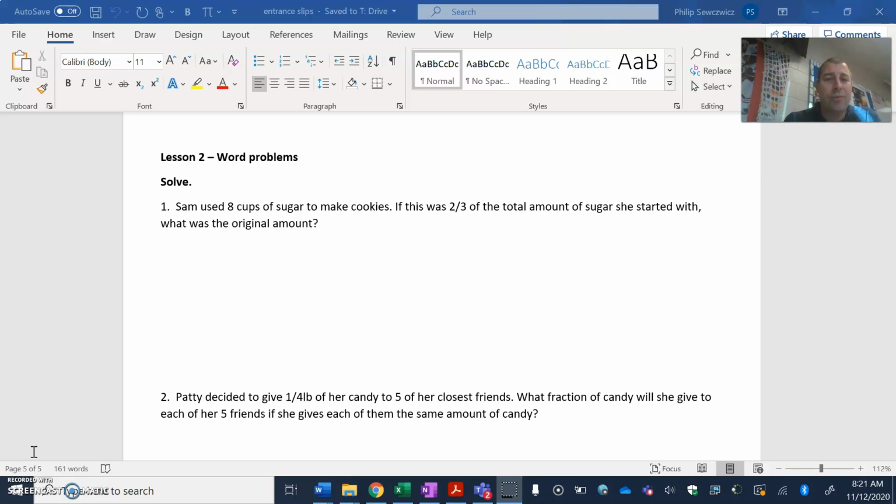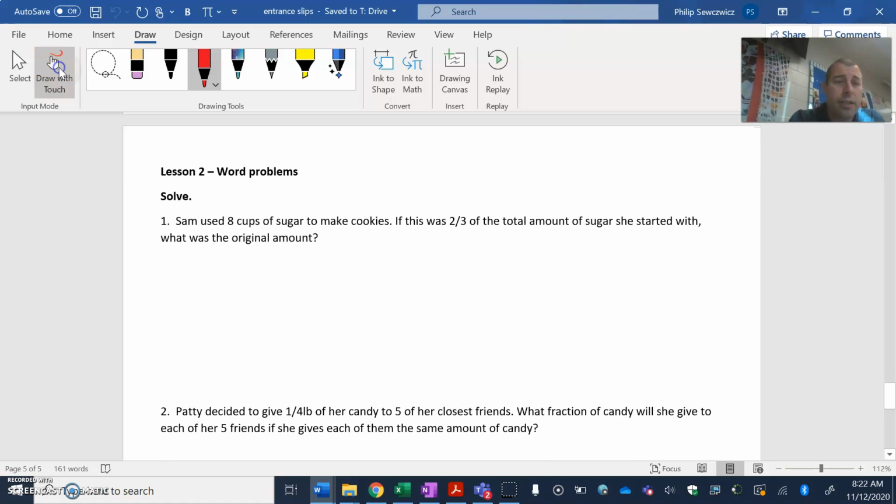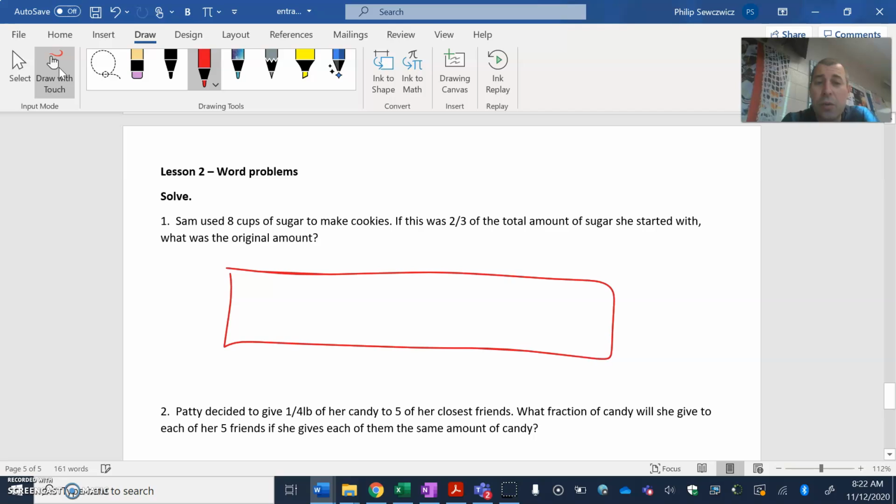Let's see here. Sam used 8 cups of sugar to make cookies. This was 2/3 of the total amount of sugar that he started with. So, hey, people, let's do this. I'm going to get myself a visual down. He used 8 cups of sugar. This was 2/3 of the total amount. So I'm breaking it up into thirds. I know he used up 2/3, which means to get from here all the way to there is 8, which means how much is each box worth? Well, you're taking 8 and sharing it between 2 boxes. So each box is worth 4.